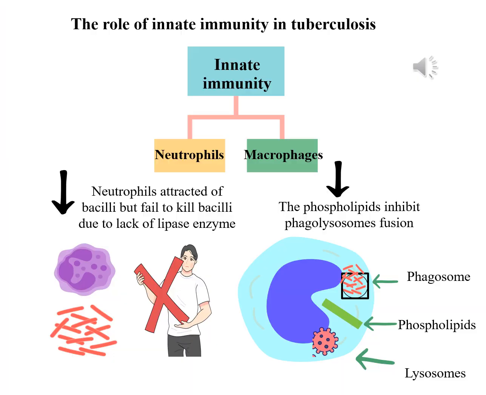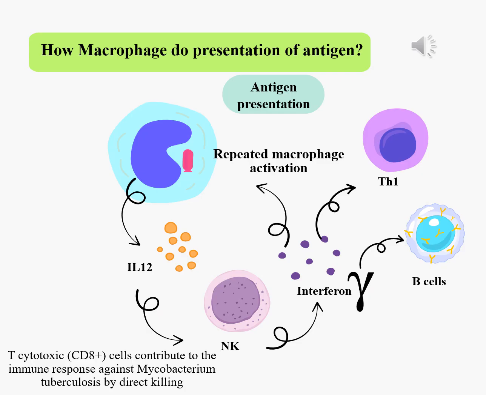The role of innate immunity in tuberculosis. Neutrophils are attracted to the bacilli but fail to kill them due to lack of lipase enzyme. When macrophages attack the bacilli, sulfolipids inhibit phagolysosome fusion. How do macrophages do antigen presentation? Antigen presentation by macrophages secretes IL-12, which leads to NK cell stimulation that secretes interferon gamma, leading to stimulation of macrophages and T helper 1.